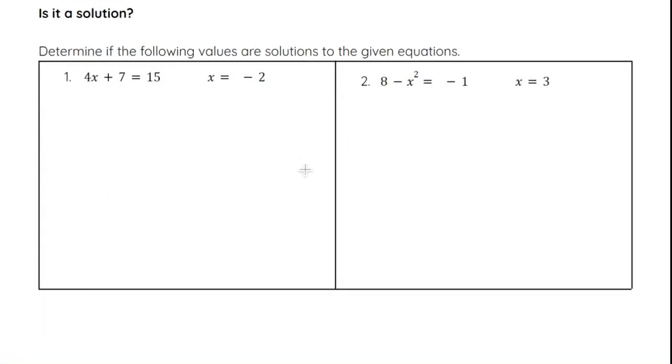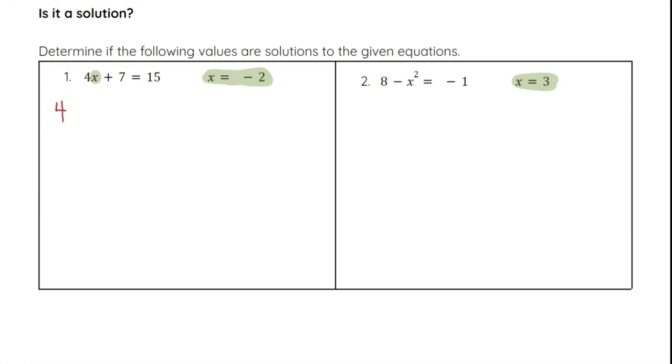So now we are going to look at, is it a solution? We will determine if the given value, for example -2 here and 3 over here, are solutions to the given equation. For this first one, we have 4x plus 7 equals 15. We are going to plug in the -2 in place of the x.